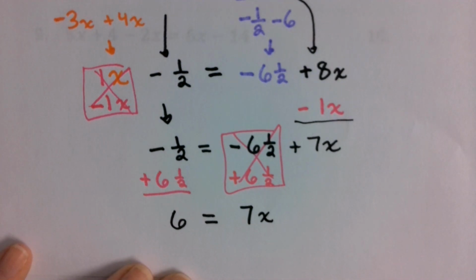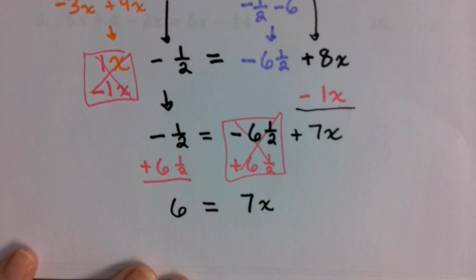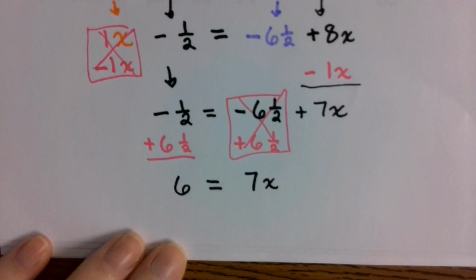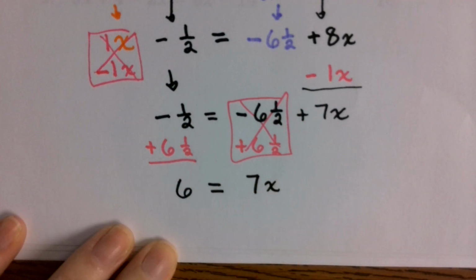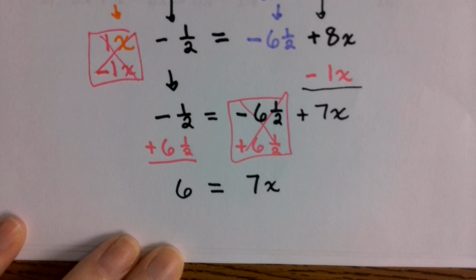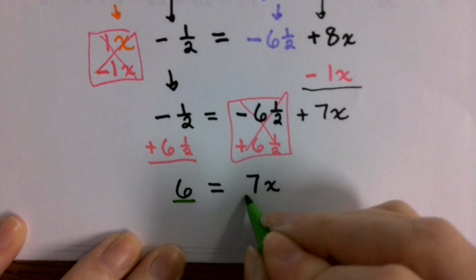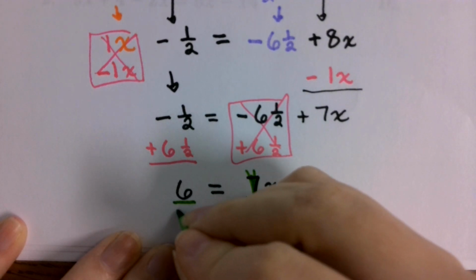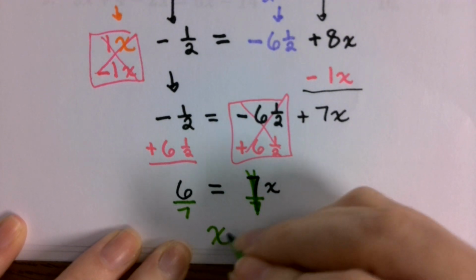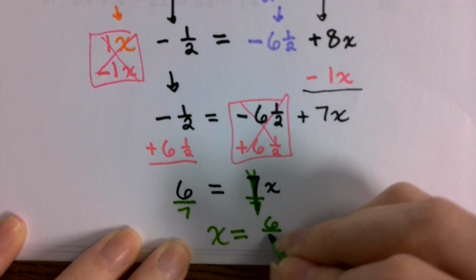7x. What's my last step going to be? Maggie, what's my last step going to be here to get x by itself? By 7. We're going to divide both sides by 7. So the 7s are going to go ahead and simplify out. And what we're left with is x is equal to 6/7.